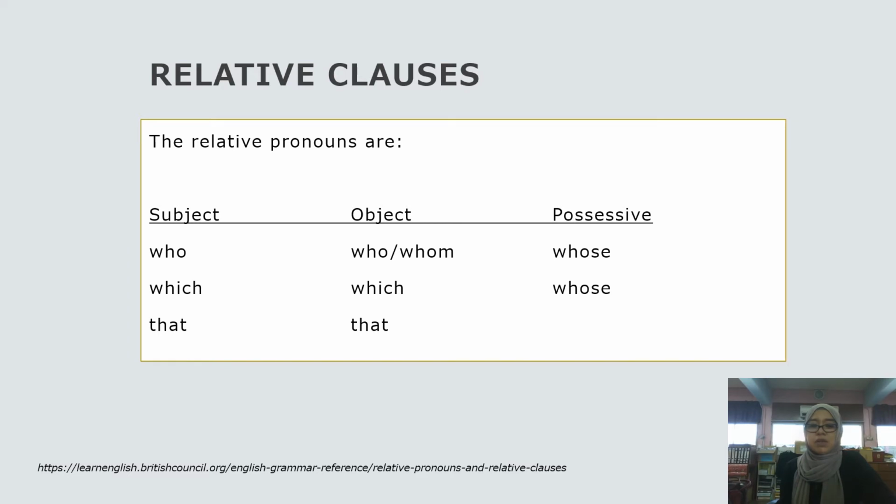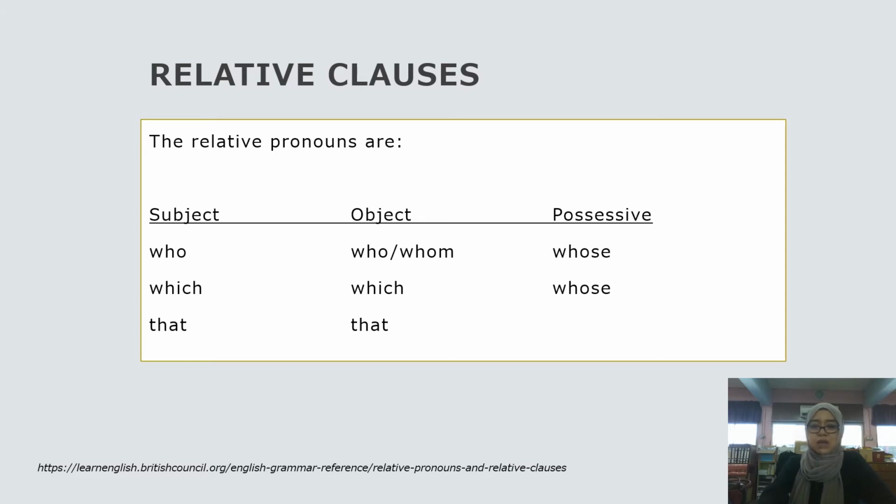When we talk about relative clauses, we are going to discuss about the relative pronouns first. So what is relative pronouns? The word relative pronouns come from the word pronouns. So what is pronouns? Pronouns is actually the word that we use to replace, right? For example, Amin, we replace with he. And then Amina we replace with she.